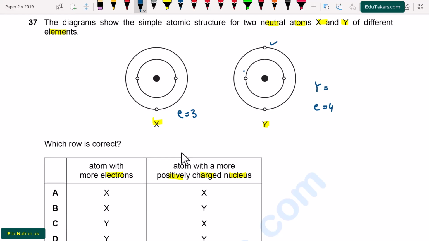This is 1, 2, 3 and 4. It means that the number of electrons in atom Y is larger as compared to atom X. Next we have to check the positively charged nucleus, which means the number of protons. It is given that both of these are neutral atoms, so the number of electrons should be equal to the number of protons. So here there will be 4 protons, but here there will be 3. It means that the number of electrons and the positively charged nucleus for Y is larger as compared to X.